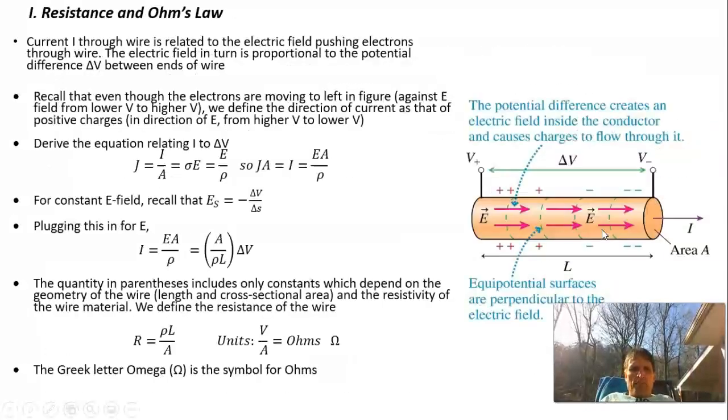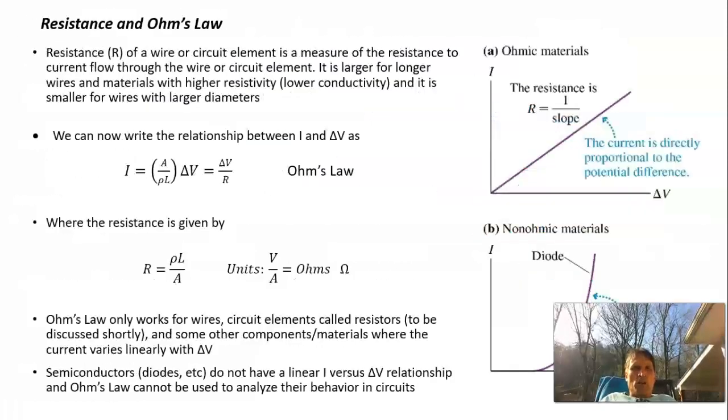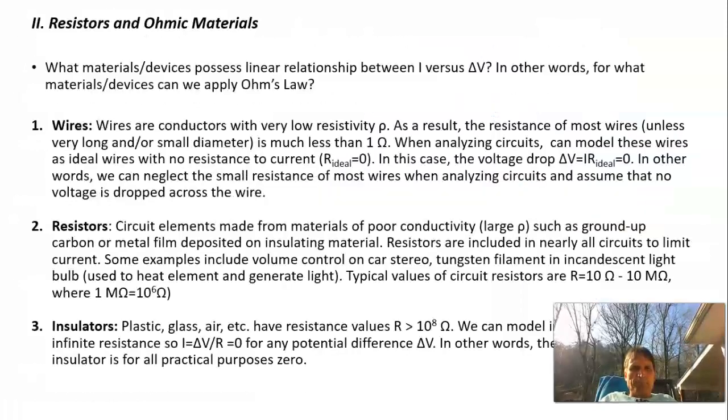Some examples here, back here, are carbon elements with powdered carbon. Some of them are metal film resistors on insulating substrates. These have fixed resistances, and they're intentionally put in circuits to keep the current down, to reduce the current. And resistors obey Ohm's law. We'll be doing more with them.